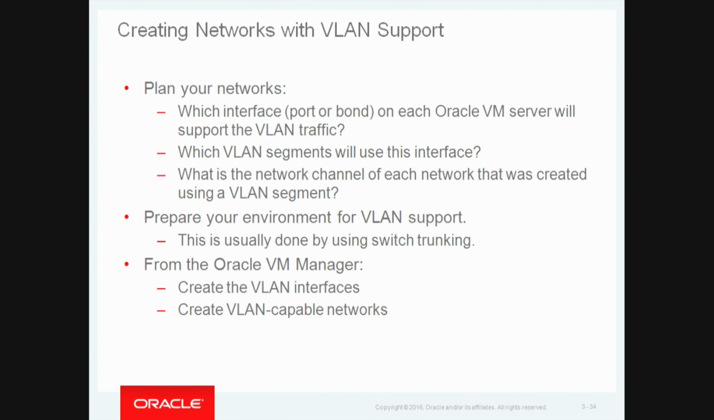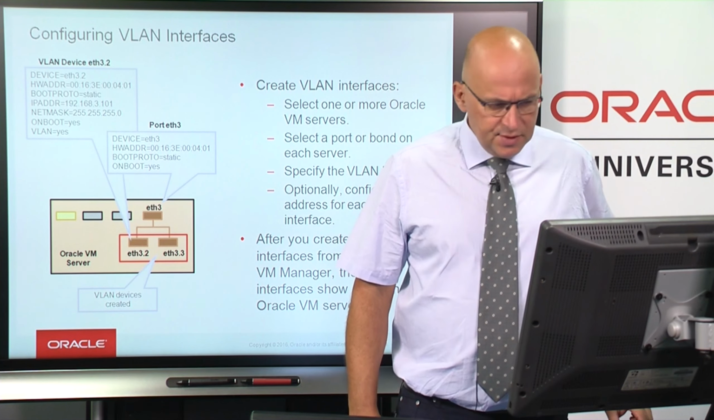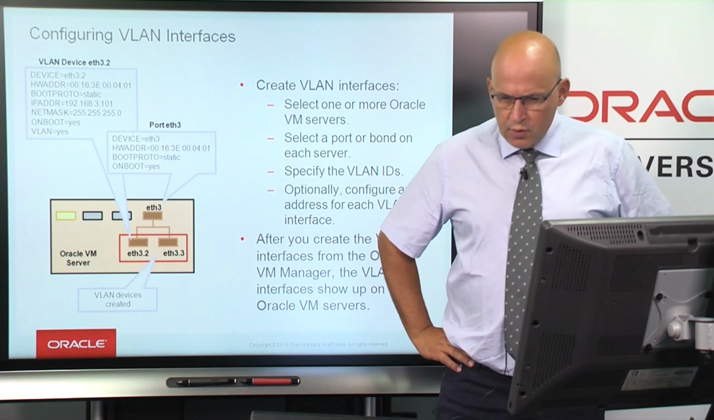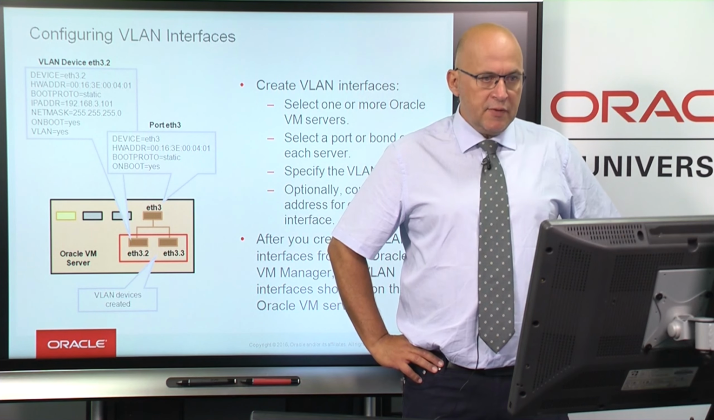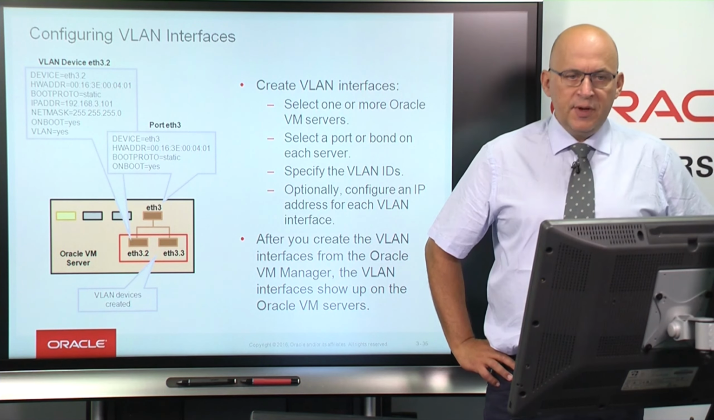So somebody has already to provide you this kind of support on the external switches, and what you have to do from the Oracle VM Manager, either by using the user interface, the command line, or the web service API, is to create the VLAN interfaces and deploy your VLAN capable networks. So on the next screen, we simply have the implementation of the VLAN interfaces.